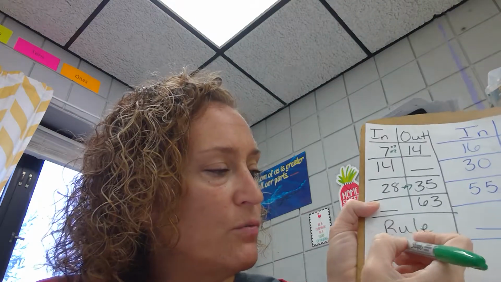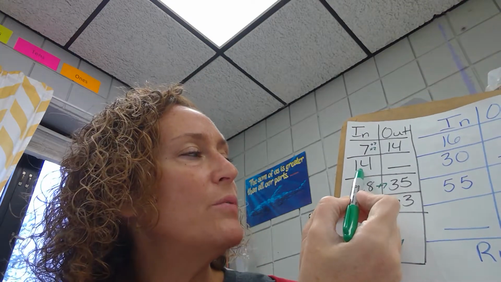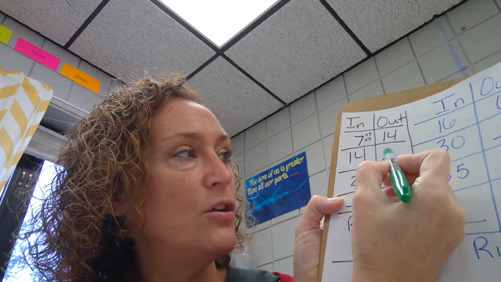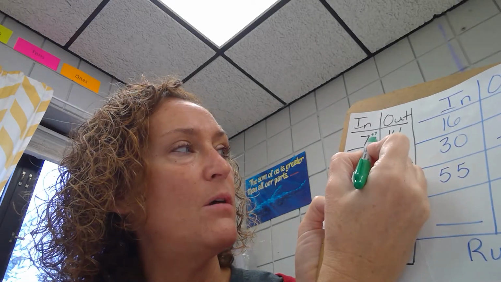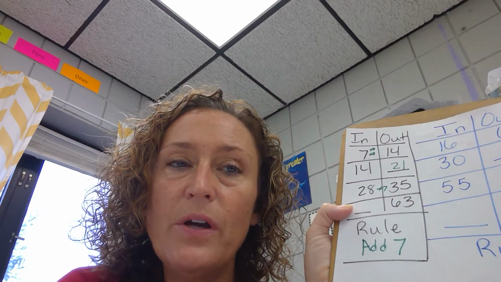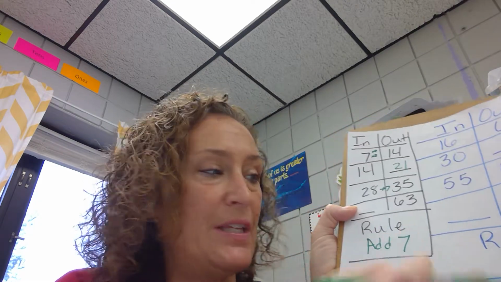So it looks like the rule is when something goes in, you add 7 in this function machine. So a while ago we said 14 plus 7 is 21. Now I'll mark out some of my little notes there. And when you see this on the computer, you're going to need to get scrap paper out, just like Miss Abby did, to work these out.